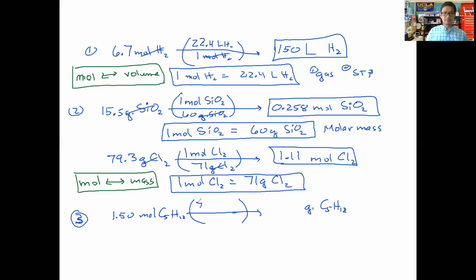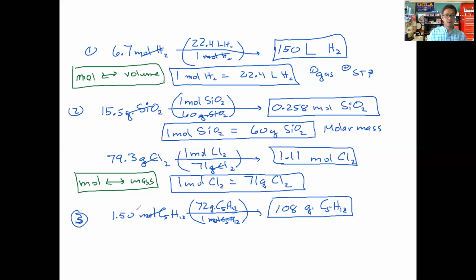We're going to plug it in, so it's going to be 72 grams of C5H12 over 1 mole of C5H12. That allows us to cancel out the moles here. We plug in our answer, then we get our answer. Then it will be 108 grams of C5H12.